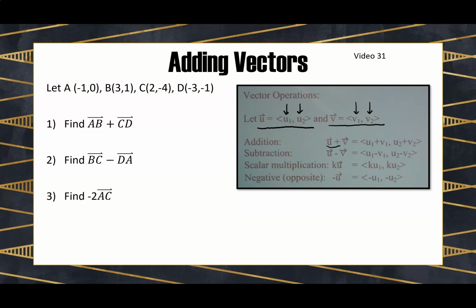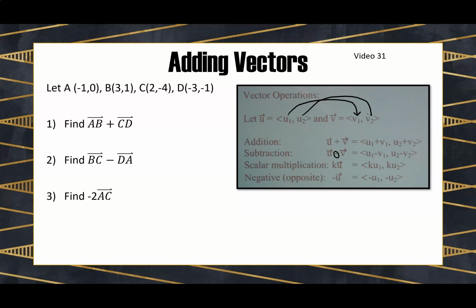If we are to add these vectors, all you do is add the horizontal components. So what I mean by that is you would add this horizontal component to that one. Then to get your vertical component, you would just add u sub 2 with v sub 2. And it's the same exact thing for the other operations. It's really very intuitive. If you're going to subtract, you're going to do u sub 1 minus v sub 1, and then you would do u sub 2 minus v sub 2.